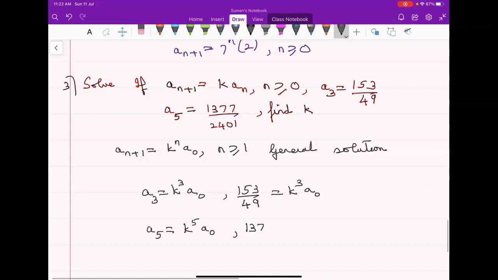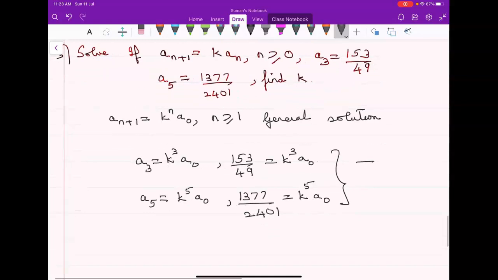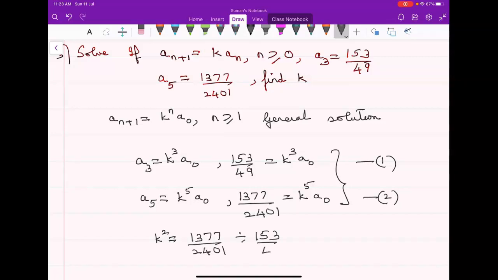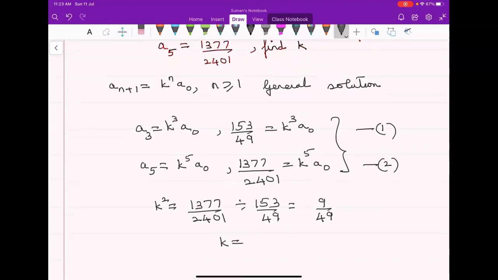So I have 1377 by 2401 is k^5 times a_0. And now if I call this 1 and I call this 2 and I divide 2 by 1, I get k squared equal to 1377 by 2401 divided by 153 by 49. Now division gets converted to multiplication, you get 9 by 49. So k equals plus or minus 3 by 7.